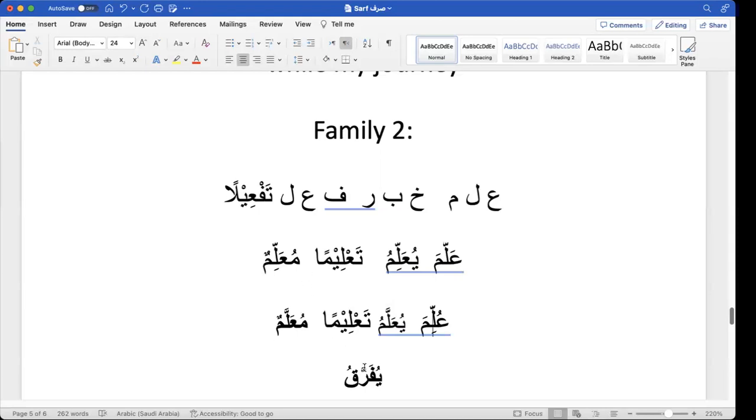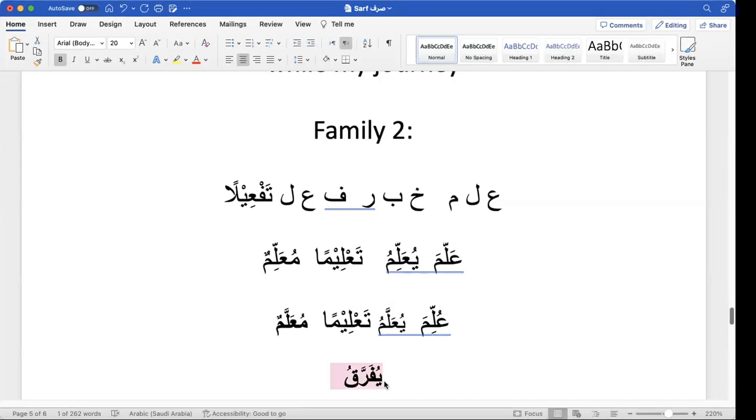So see, I gave you one word, you got the other members of the family. This is Sarf. I gave you one word, you see multiple words. Now you can get more words. We'll see when we do Sarf Kabir, inshallah. So this is how you go and understand, try to match it with families.